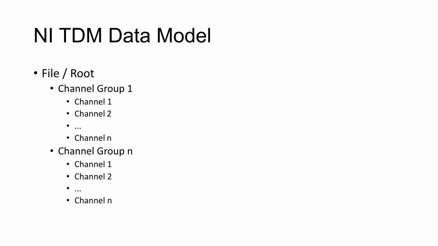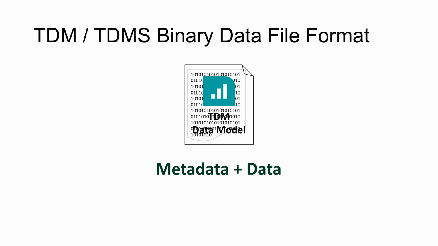The TDM data model consists of three levels of hierarchy for the organization of measurement data. The top level is the file or root level, and below that is the channel groups, and a channel group can contain one or more channels. The highly efficient binary TDM and TDMS file format is based on the NI DIAdem model.